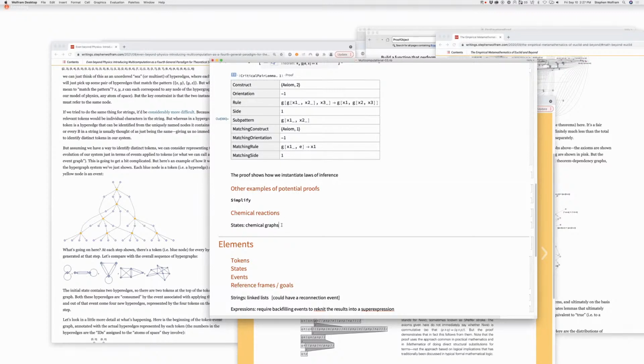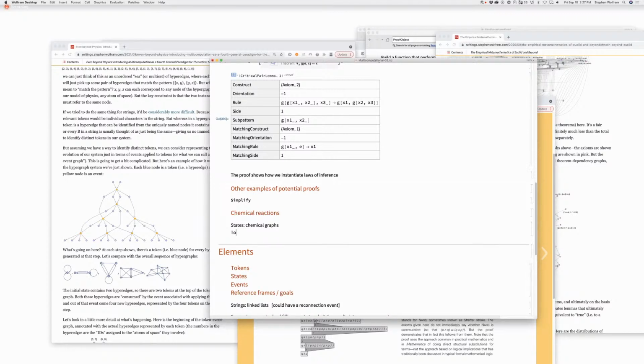Is that right? You could think of it that way, that the tokens are bonds that get moved around among a static collection of atoms, so that you're not creating or annihilating any mass. That's the way I like to think about it. And the events or the transformations are just rearranging the bonds according to the rules of chemical valence.